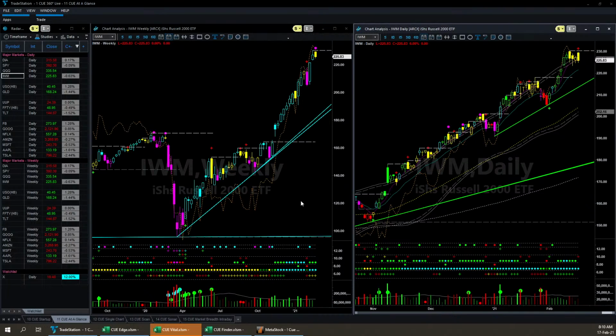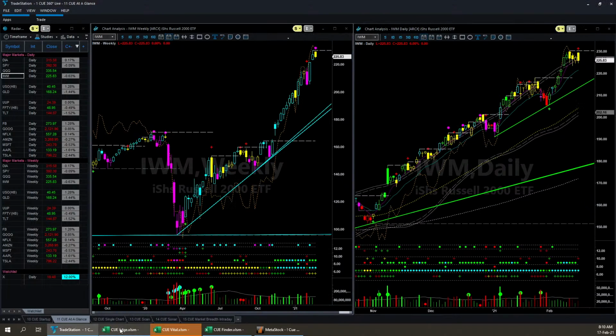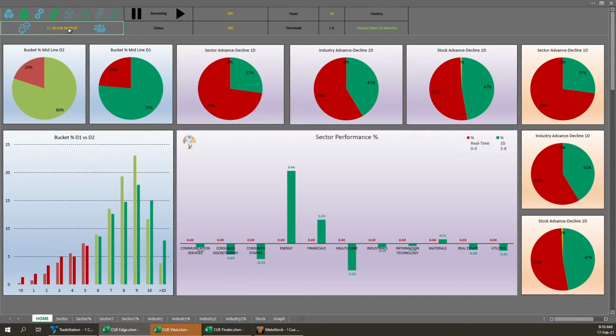Overall, the market is still bullish. We may start looking for reversal trades, bearish side. Let's look at the sector industry rotation picture now.